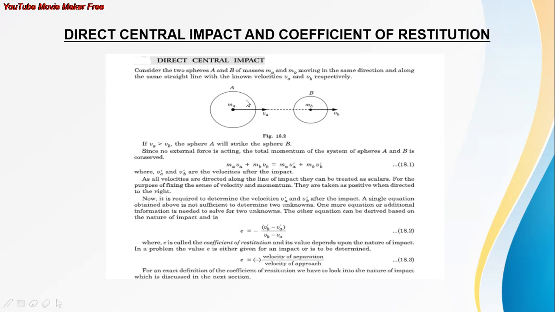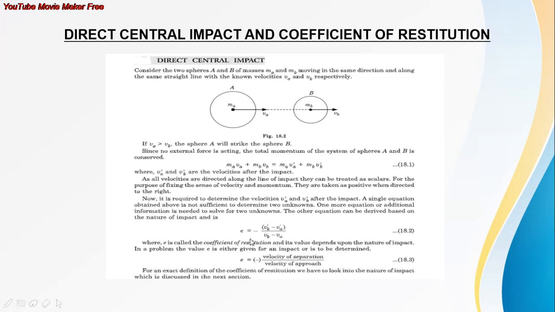The coefficient of restitution is basically the negative ratio of the velocity of separation and the velocity of approach. In this case, the initial velocities of the two bodies are Va and Vb, and after the impact their velocities would be Va dash and Vb dash. So when the bodies get separated, the velocity difference would be Vb dash minus Va dash, and when these bodies are approaching each other before collision, the difference would be Vb minus Va.